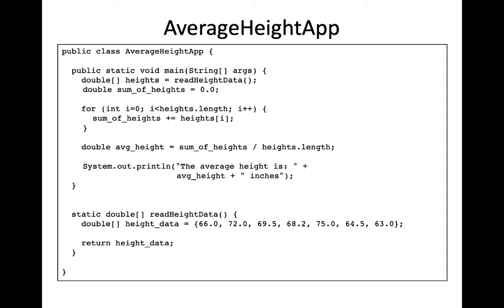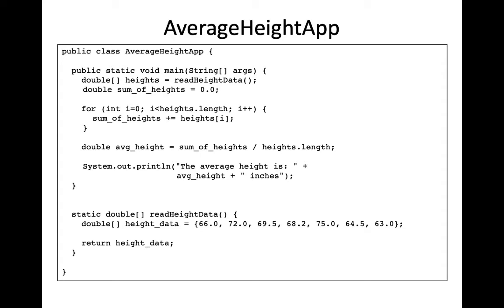The other method defines an array of double values in a local variable and returns that local variable, so returns that array. And so what's on the right-hand side of the equals will be the result of having called that method. And then I've taken that result and put it into this heights variable, which is local to main. It's a local variable, right?